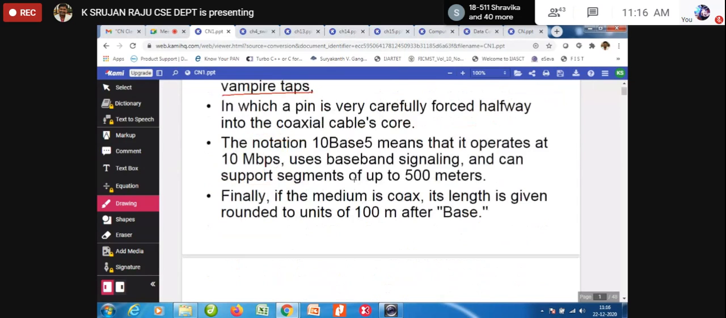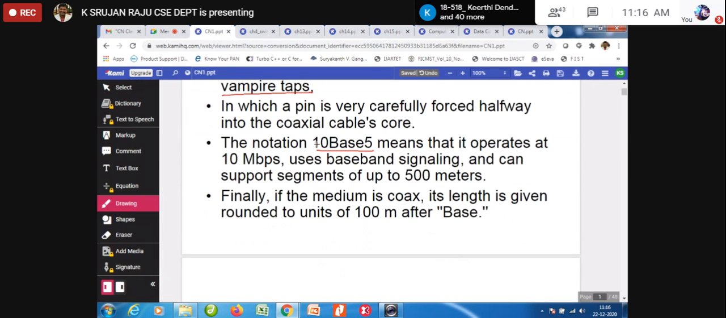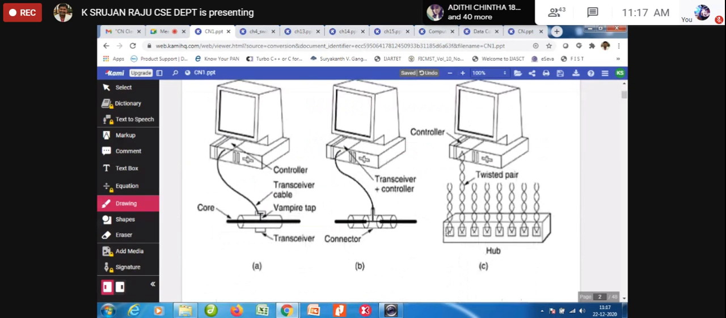This is how the vampire tap is connected. And then, the notation 10Base5, what is its meaning? In 10Base5 the speed is 10 Mbps, the maximum length of the cable is 500, and it uses baseband. It operates at 10 Mbps, uses baseband signaling, and can support segments up to 500 meters. Finally, if the medium is coaxial, its length is given rounded to units of 100 meters after base. This is how 10Base5 is done and how we connect it.